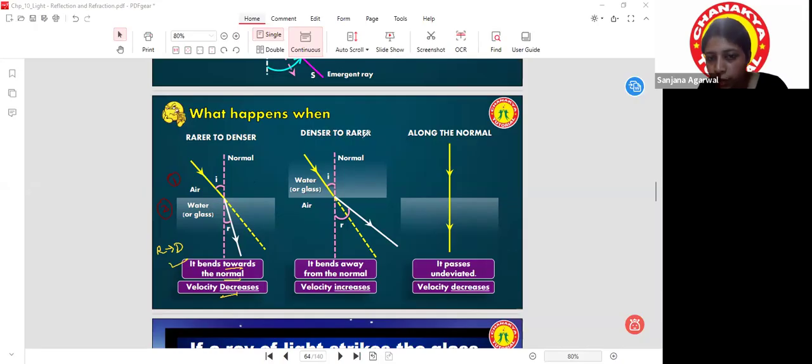Next, if it has to pass from denser to rarer. Suppose the water is the first medium now, air is the second medium, it will bend away from the normal this time. That is, if the medium is getting rarer, the velocity of the ray of light will increase. Denser to rarer, away from the normal. But in case it is incident normally on any surface, it will pass straight. It will pass undeviated, and the velocity again decreases because the medium is getting denser.